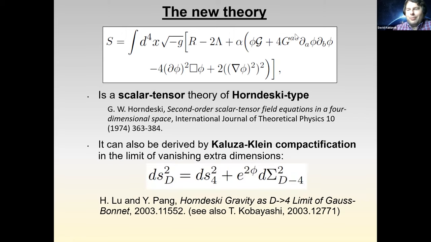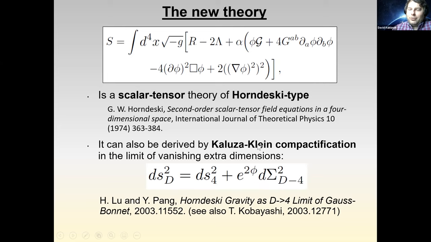Interestingly, the same theory can be derived by a completely different procedure known as Kaluza-Klein compactification. And it was done in this paper over here. This is a very weird Kaluza-Klein compactification, because basically what you do is you start in D dimensions, you want to end up in four dimensions, and you compactify on a D minus four dimensional space, which you assume to be maximally symmetric. So for example, flat space.